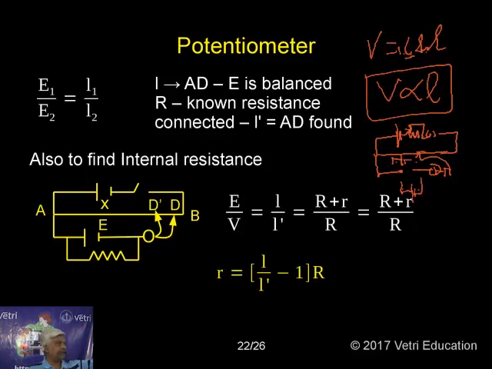If the jockey is made to contact with E1 and is moved from position A to B, at a particular position J the galvanometer shows zero deflection. That means the balancing length for E1 is calculated as L1, by the principle E1 proportional to L1. Similarly, the key is made to contact E2. Therefore, by the principle, E2 proportional to L2. Divide these two: E1 by E2 is equal to L1 by L2.